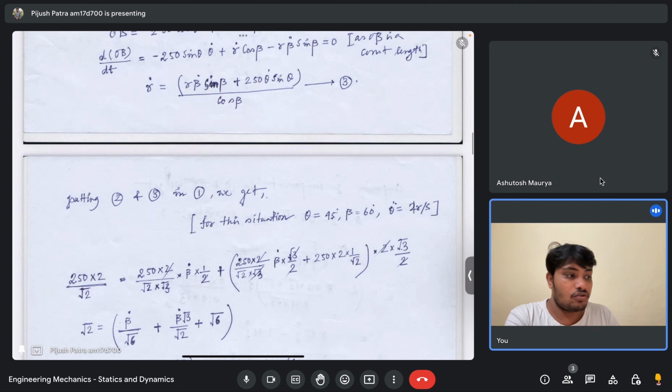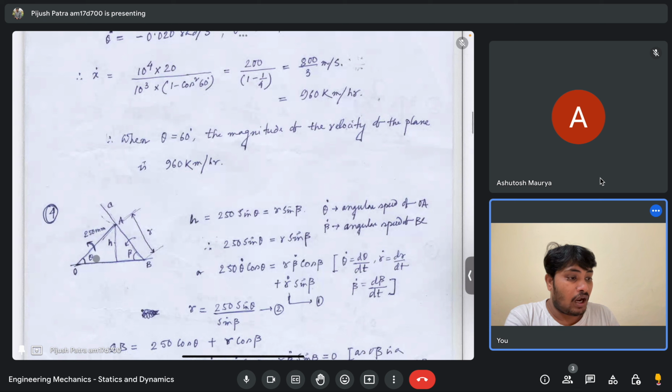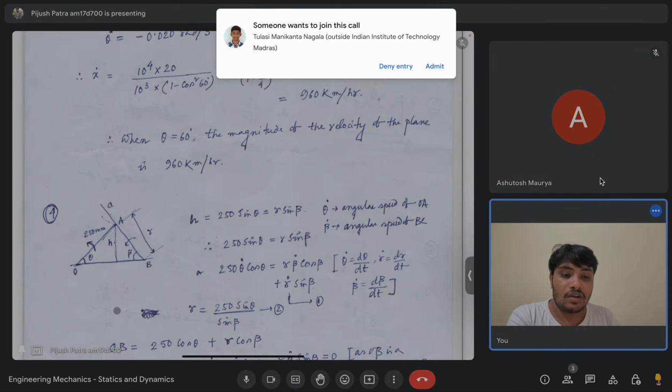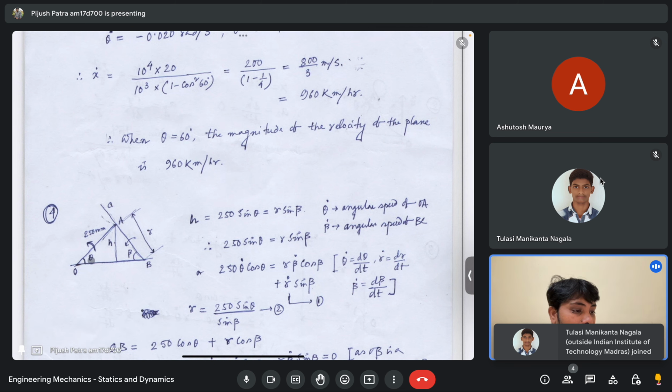Yeah, theta dot is equal to 2 radian per second. That means the counterclockwise angular velocity is positive. This is the counterclockwise. So when bar OA rotates in the counterclockwise direction, bar BC will rotate in the clockwise direction.